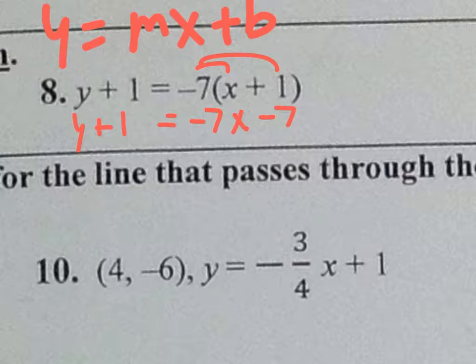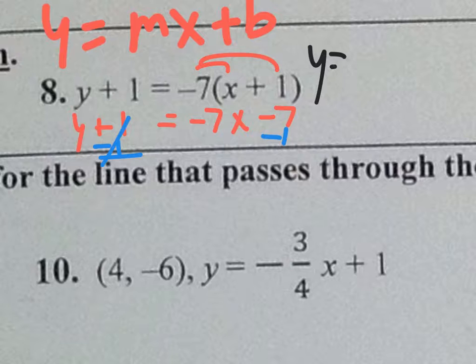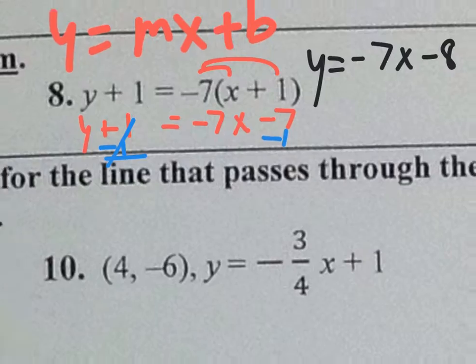And the only other thing you need to do is what? To get y by itself. Subtract 1, it'll cancel out, and subtract 1 over here, and you'll get your final answer, which is y equals negative 7x minus 8, and you're done. See how easy that is?